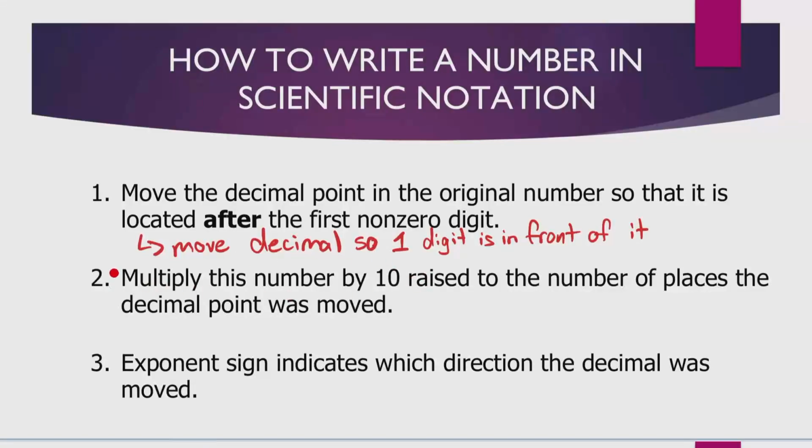Then we want to multiply that number by 10. So we're doing this times 10 part that I said was always going to be the same. We're going to raise it, or apply the exponent of the number of places the decimal point was moved. So basically, you'll just be filling in this red blank that I've left there. How many places did you move it to the left or the right? And the sign, positive or negative for that number, depends on which direction the decimal was moved.